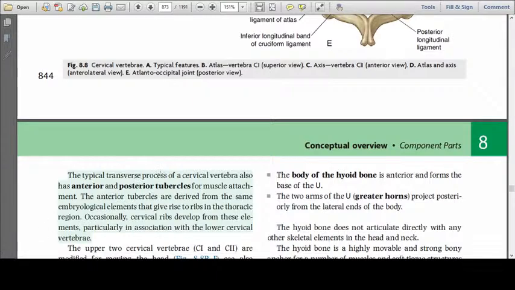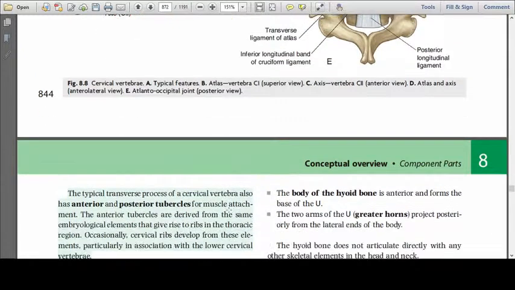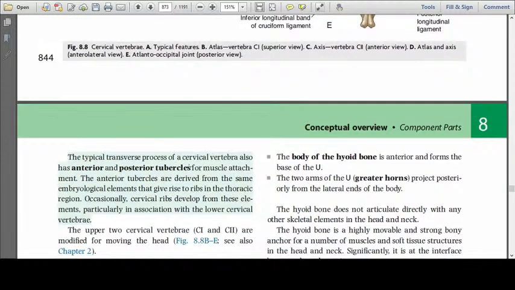The typical transverse process of the cervical vertebra also has anterior and posterior tubercles. Even the transverse process consists of tubercles for muscle attachment. The anterior tubercles are derived from the same embryological event that gives rise to the ribs in thoracic regions. So the anterior tubercle of the transverse process of the cervical vertebra is of the same origin as that of the rib. Occasional cervical ribs develop from these elements, particularly in association with the lower cervical vertebra.